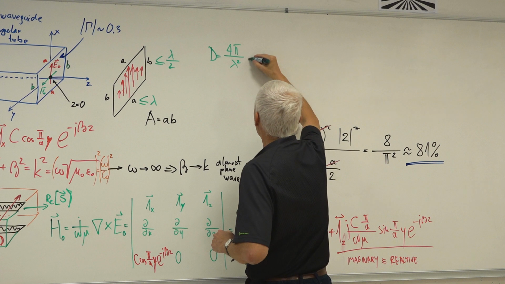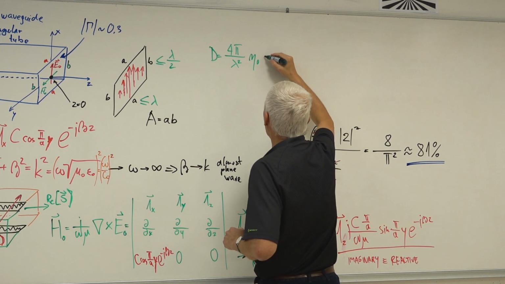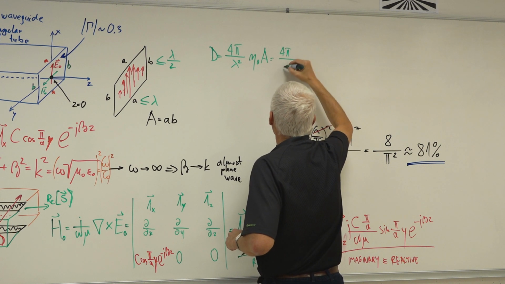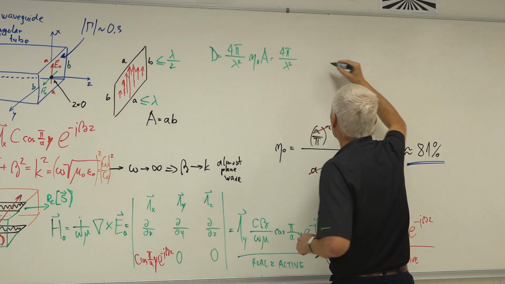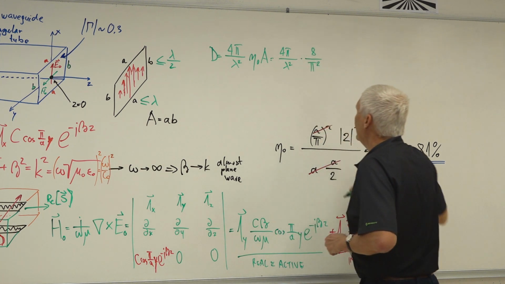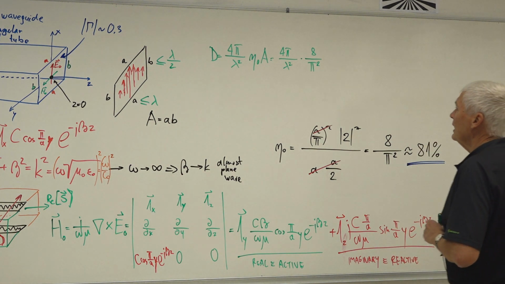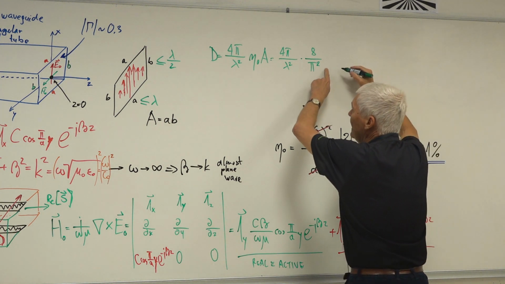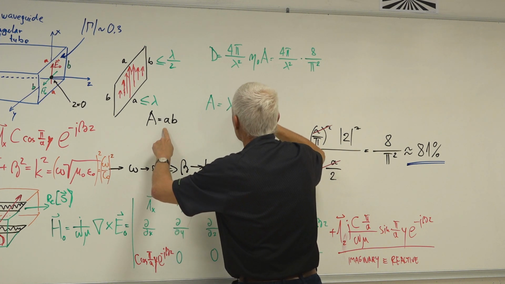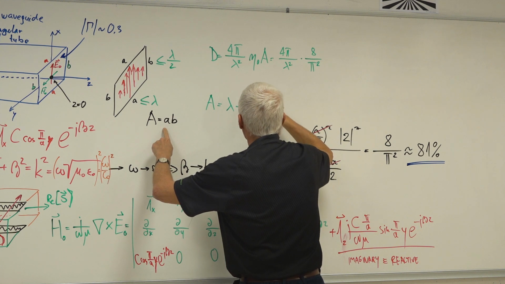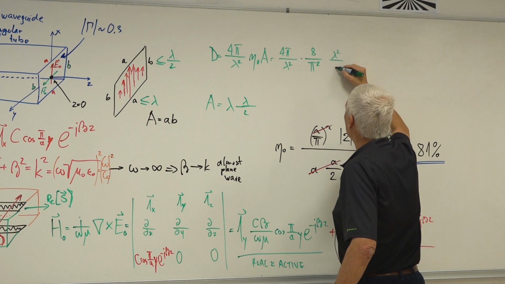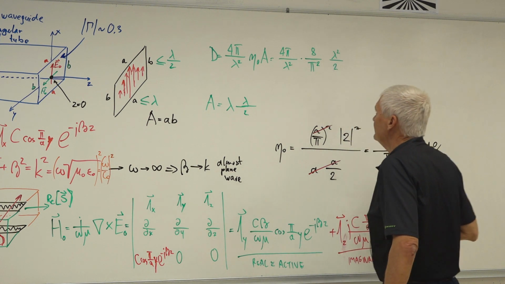Then I have the illumination efficiency and I have the area. It is 4p over lambda squared times the illumination efficiency, which is 8 over p squared. And further I have the area: A is lambda, multiplied by lambda half for B. So it's lambda squared divided by 2.